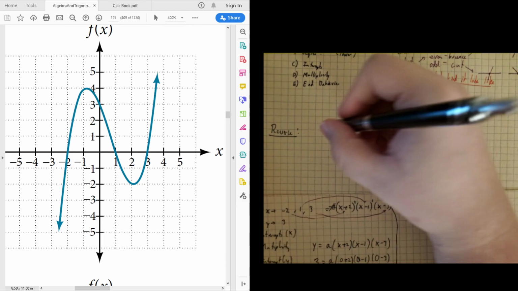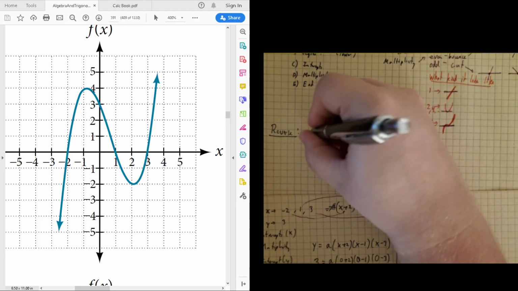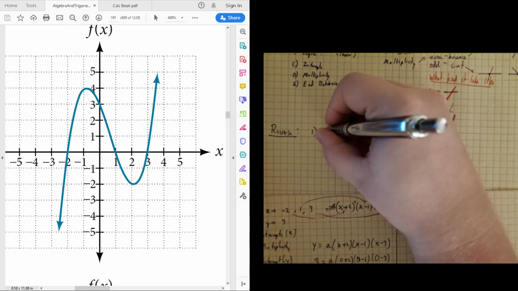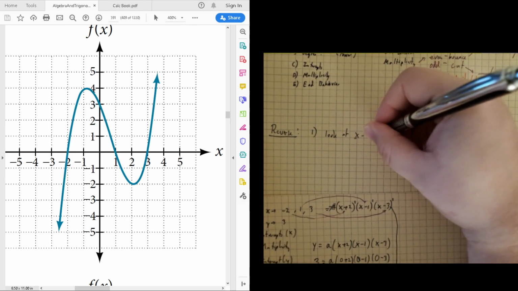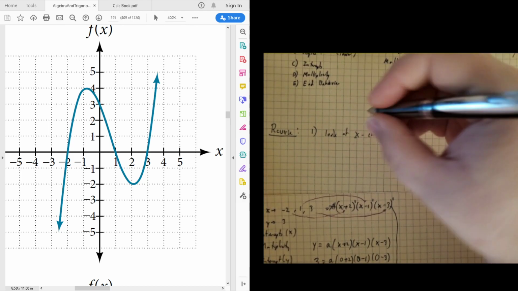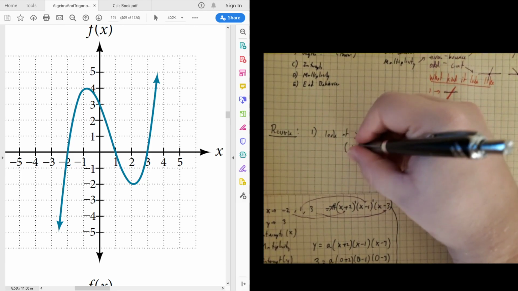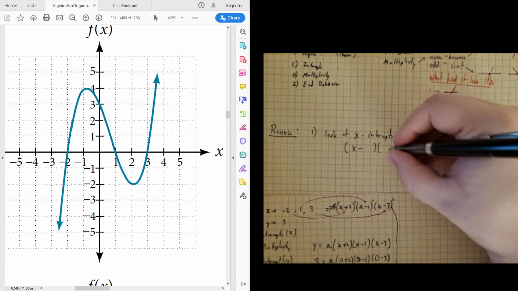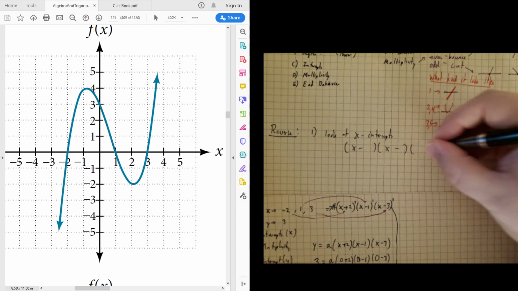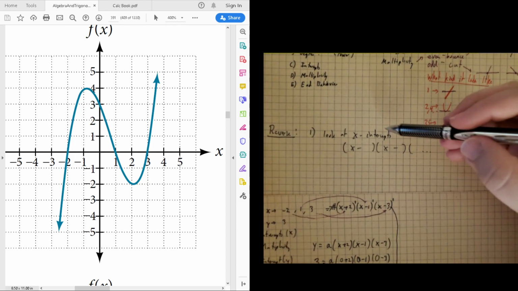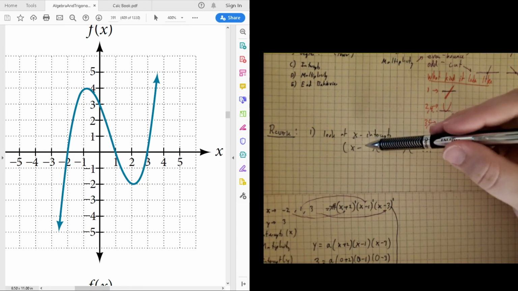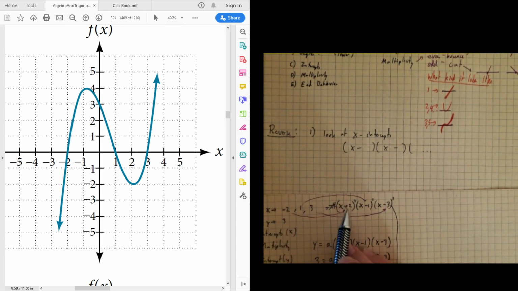So if we are given the graph, here's our steps. Step 1, look at the intercepts and write them out. List them out, okay? And notice how the sign's going to change. So the negative 2 became a positive 2. The positive 1 became a negative 1. The positive 3 became a negative 3.